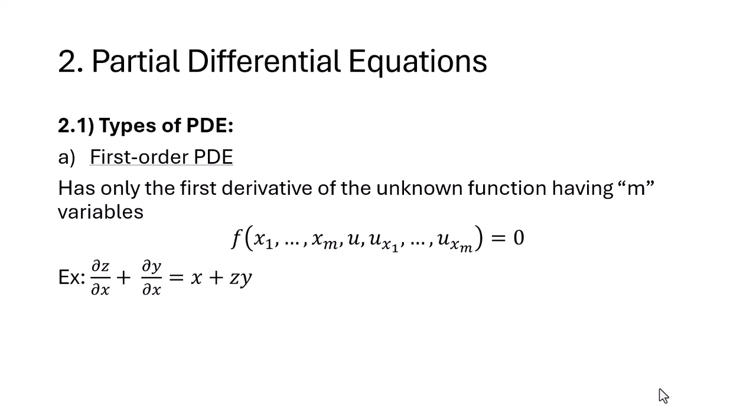And then there are different types of partial differential equations. There's the first order PDE, which is an equation that has only the first derivative of the unknown function having m variables, and it can be expressed in the form of f of x1 to xm depending on the number of independent variables, and the function u, and then partial derivative of u with respect to one independent variable. For example, we have partial derivative of z with respect to x plus partial derivative of y with respect to x is equal to x plus zy.